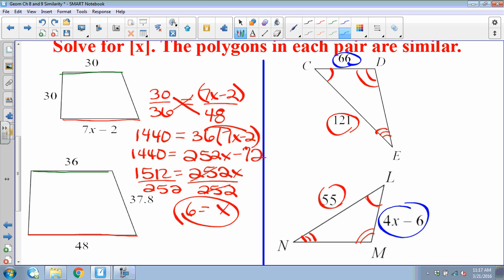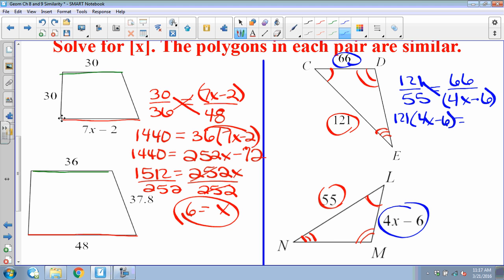So now we can set up our proportion. 121 over 55 equals 66 over 4x minus 6. Okay? Now, if you have it reversed, 55 over 121 equals 4x minus 6 over 66, that's fine. As long as they're both reversed, then it's still equal. And so now we cross multiply. So we have 121 times 4x minus 6 equal to 55 times 66, which is 3630.